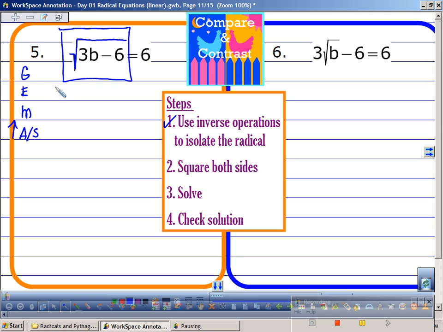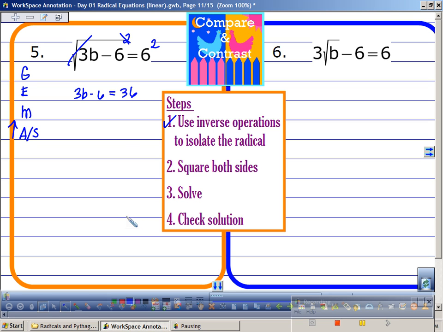What's the next one? Square both sides. So let's square both sides. I'm going to square this side and this side. What do squares and square roots do? They cancel each other out. So what am I left with? 3b minus 6 equals 36.